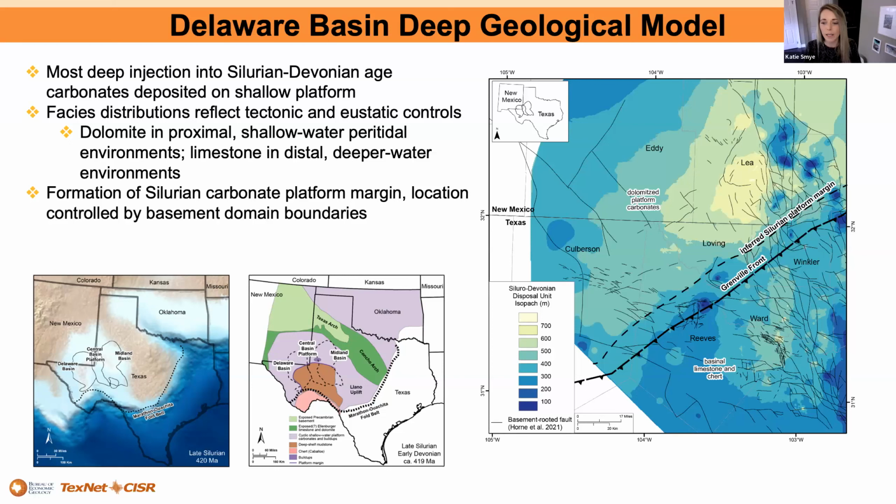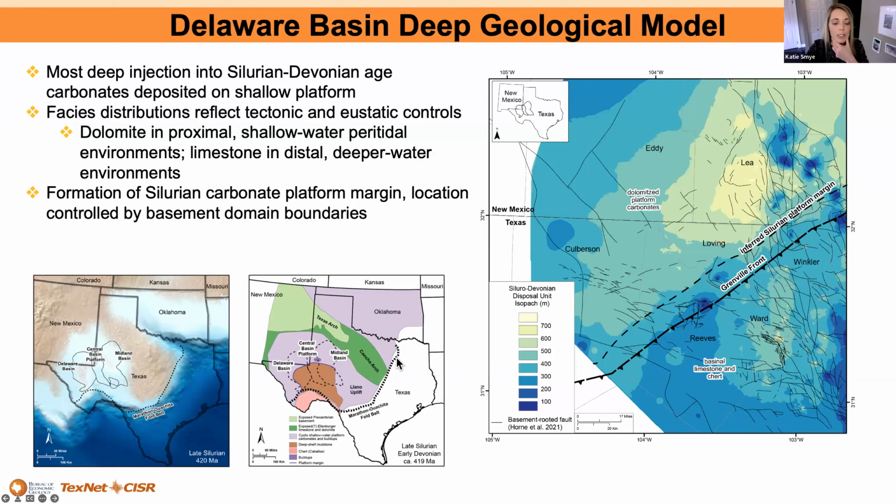So we have this inherited crustal weakness that is then controlling the deposition of our carbonates to the north and south of that platform boundary. And so it's really quite important that we have an understanding of the basement, as it controls even what we see in the Silurian and Devonian. And this trend, we think, extends into the Midland Basin as well.